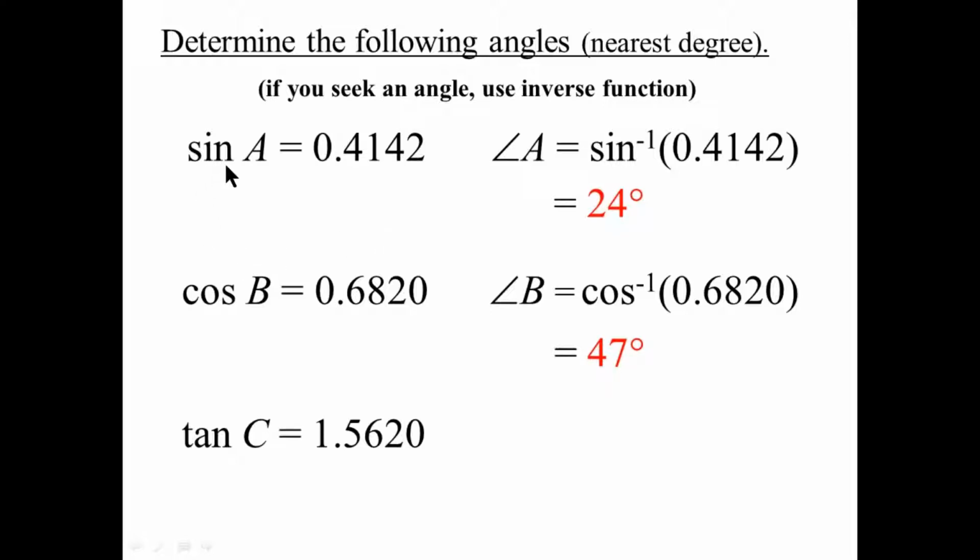Notice the algebra. Sin moved across this equal sign and became sin with a little -1 on it. In other words, the inverse sine function. Similarly here, the cos of B, the cos part moved across the equal sign and became inverse cos. And the same will happen with tangent. Tan will move across that equal sign and become inverse tangent of 1.5620. And this gives us the angle whose tangent is 1.5620. Confirm it on a calculator for yourself.